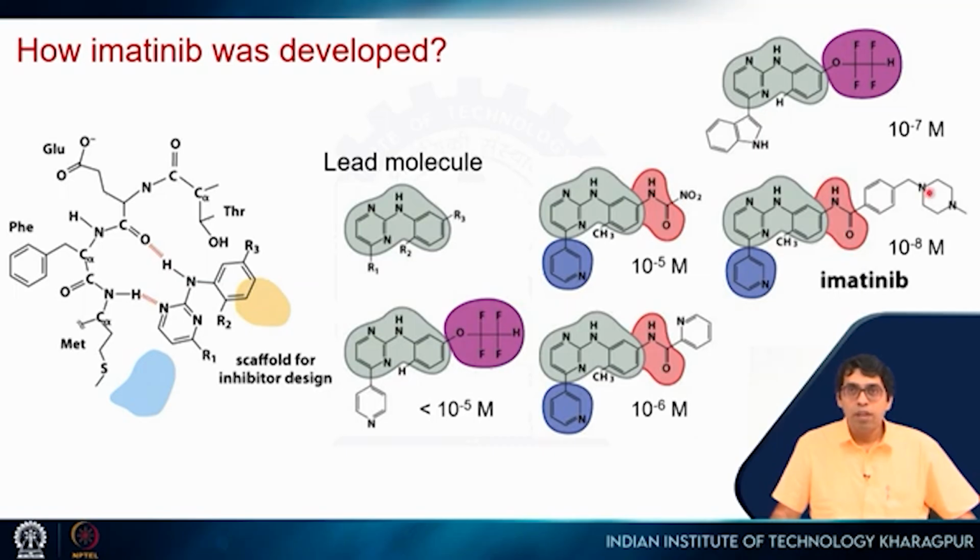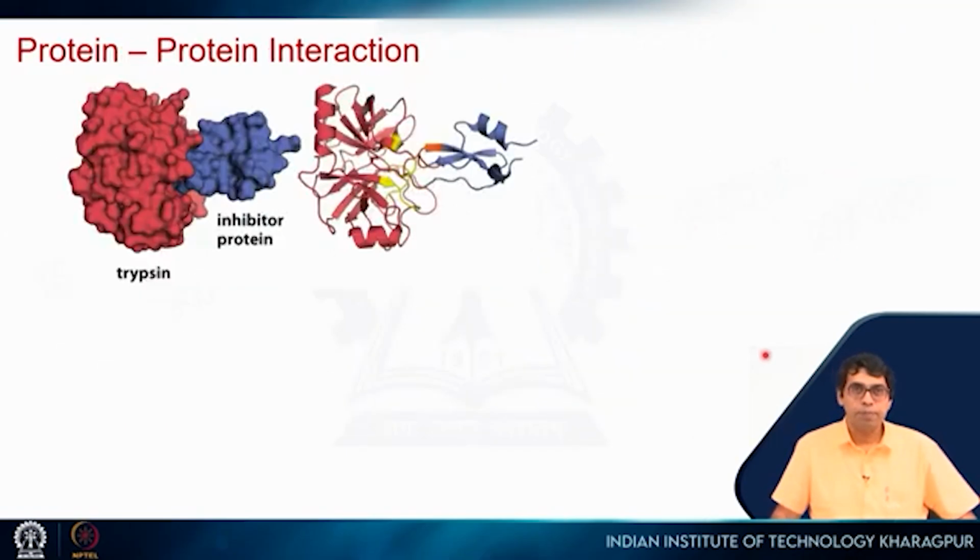So, you can see that all these groups will result in hydrophobic interactions, and the hydrogen bonding is there. All these interactions are there. So, you have to screen a library of around 100,000 molecules to get something like this. Most drug development is done in this fashion.